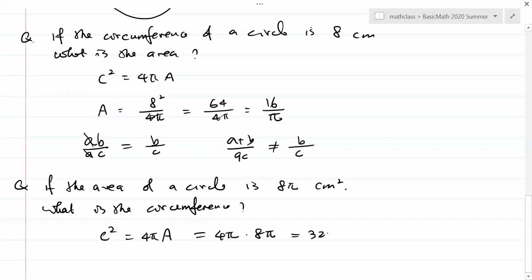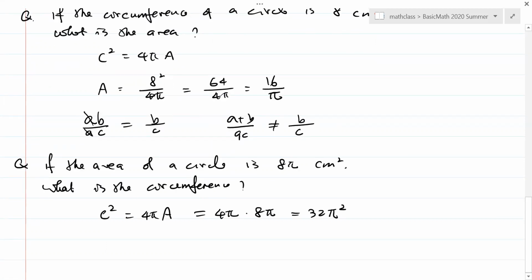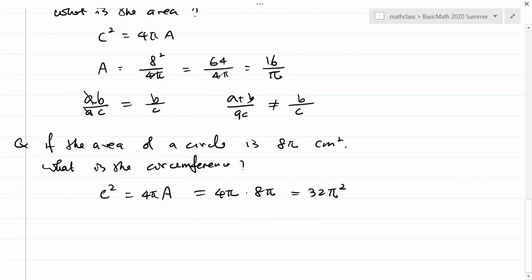C squared equals 32 pi squared. Okay, so now both sides are squared. You have to solve this quadratic equation, right? C is going to be the square root of 32 pi squared. So let's try to figure it out. 32 is 16 times 2, so actually it's 4 squared times 2. And here's pi squared.